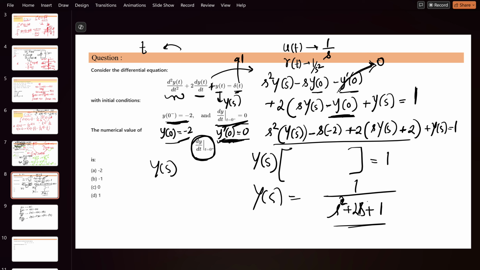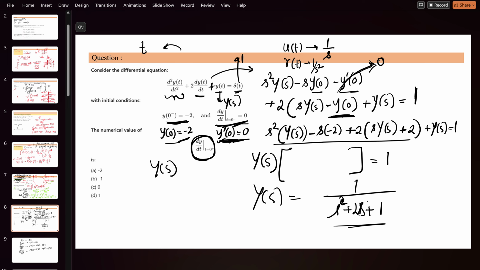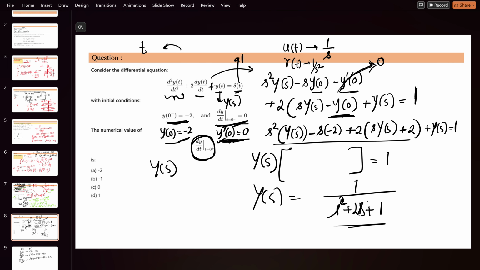In the lecture slide itself, it is given how to convert from the S domain to the T domain. If you see the lecture decks, what the professor has taught, then you will be able to convert from the time domain to the S domain or the S domain to the T domain. Just try to solve the S domain problems. You will get the feel. Okay, so this kind of problem will be attempted like this.